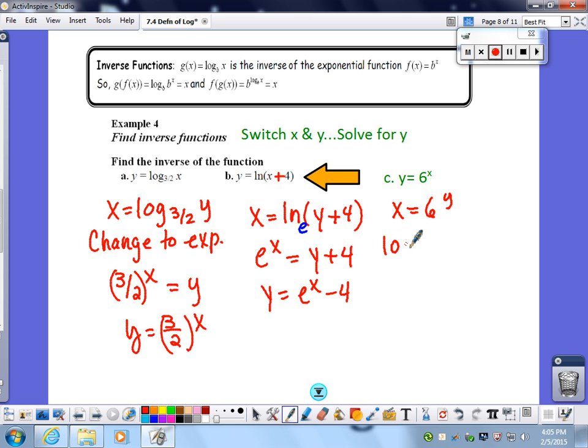So this is going to be log base 6 of x is equal to y. So y is equal to log base 6 of x. My BAP, base, answer, power.